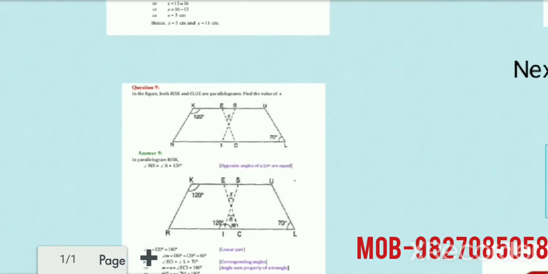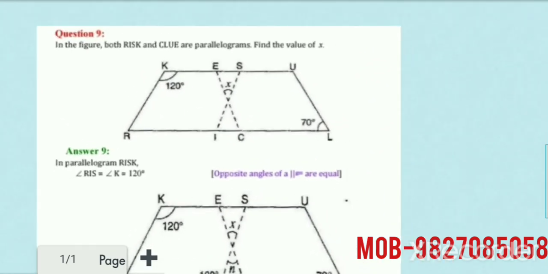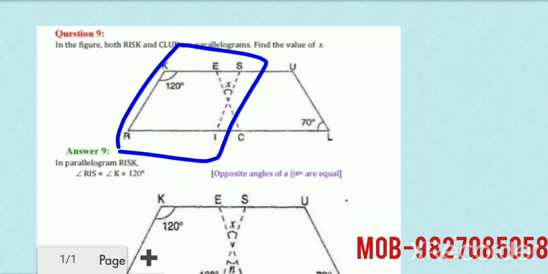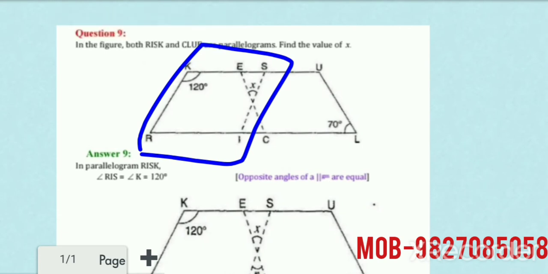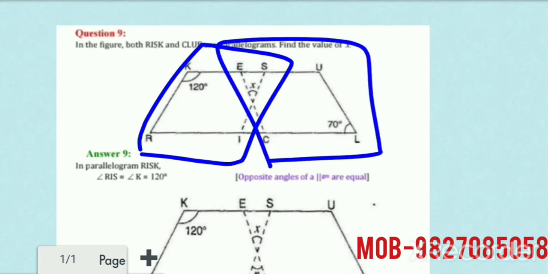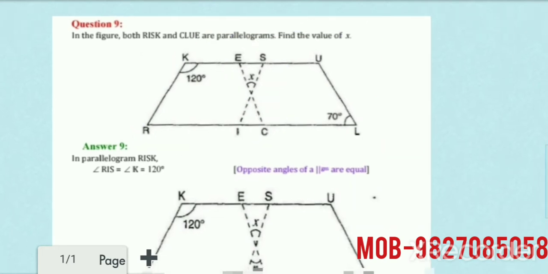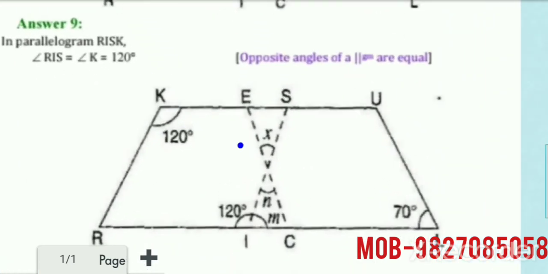Next, question number 9. In this figure, RISK and CLUE are two parallelograms. Find the value of x. Okay, here there are two parallelograms. One is RISK. This is the first parallelogram, and the second is CLUE. They are two parallelograms. So find the value of x.